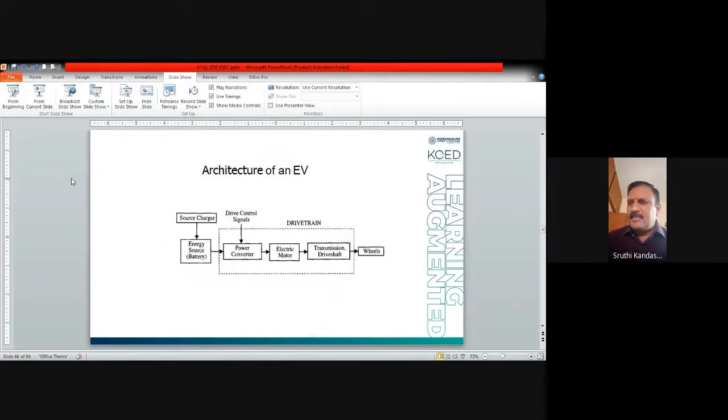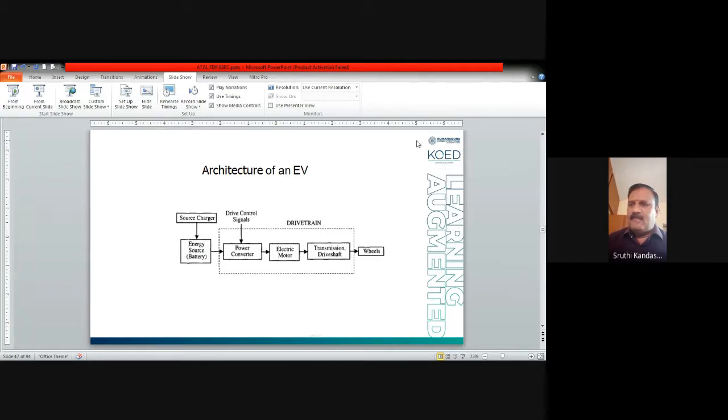So this is the basic architecture of an electric vehicle. That is the source charger. It is a plug-in charger. We charge the batteries. Normally the battery is a DC potential; the input and output are also DC.